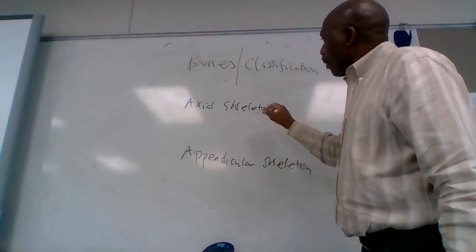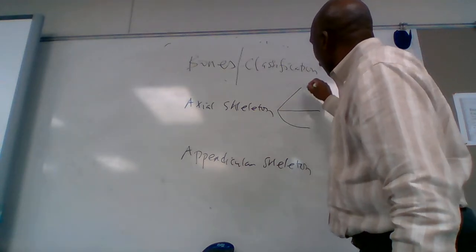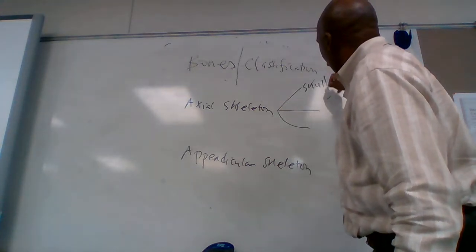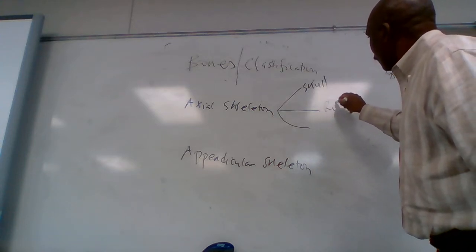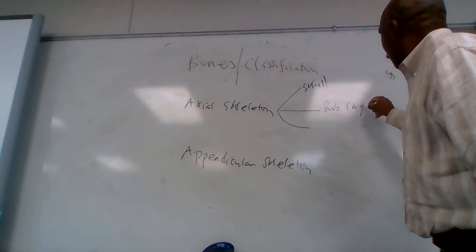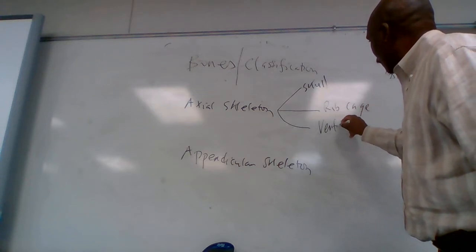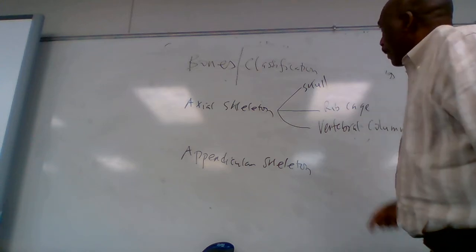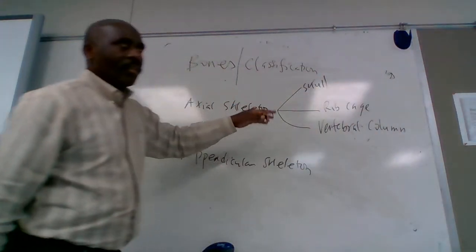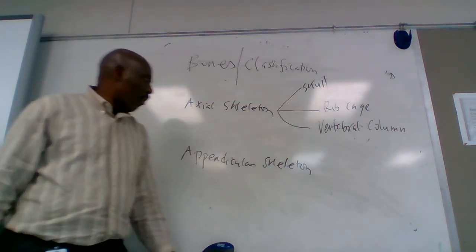Now, the bones of the axial skeleton can be subdivided into bones of the skull, rib cage, and vertebral column. The bones of the axial skeleton are divided into these groups: skull, rib cage, and vertebral column.